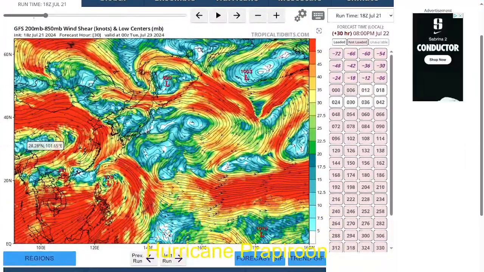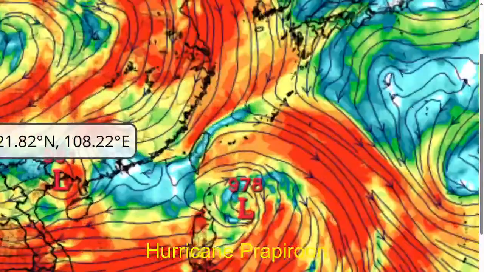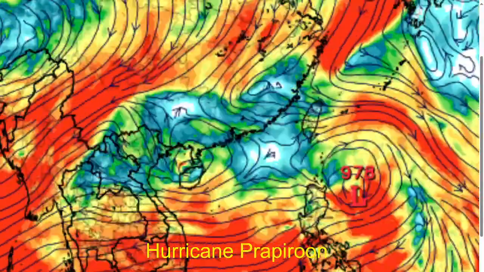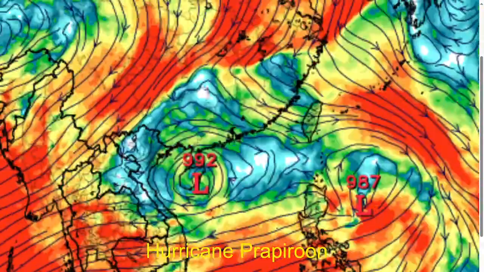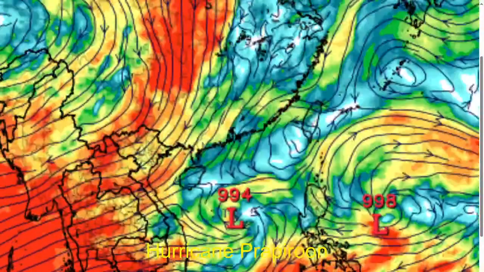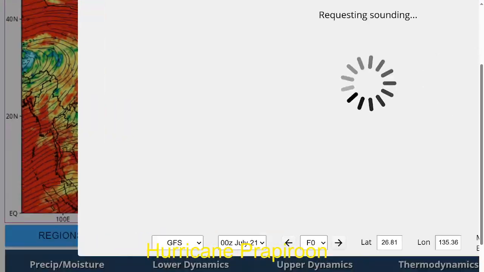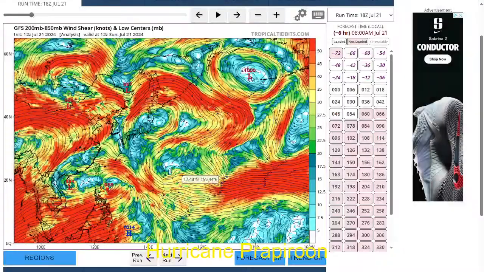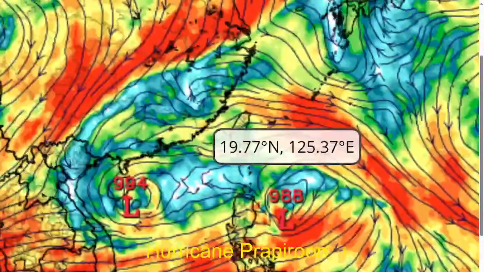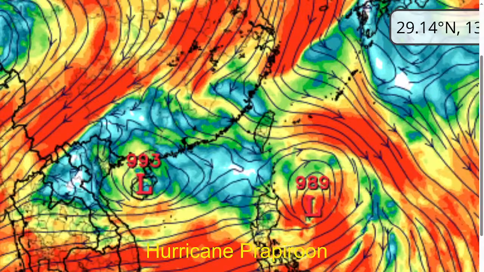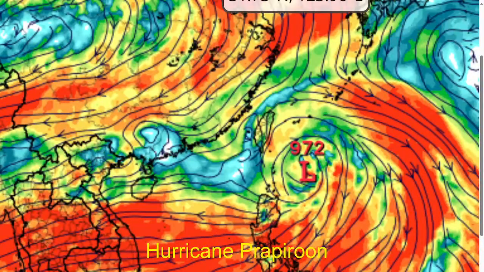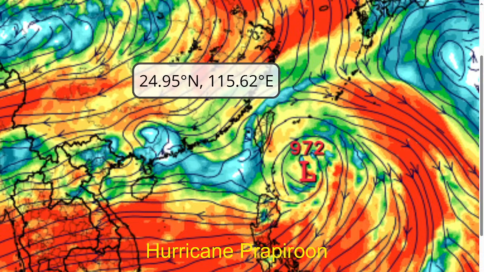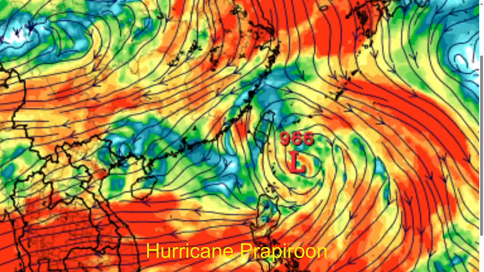You can see all the shear. You see, this somehow got into very favorable conditions. It wasn't the exact path it needed to strengthen. You can see that pressure drop on the GFS, but it predicted that strengthening. But then of course it weakened. But then it predicted the re-strengthening. But then you see the northeasterly shear. It kills it.